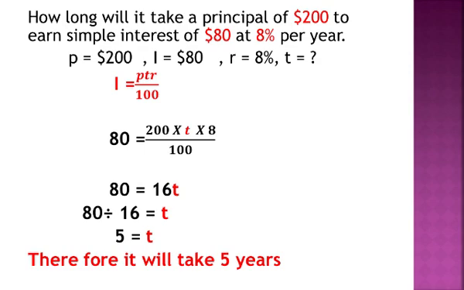Use the formula I = PTR over 100. Substitute the values. So 80 equal to 200 multiply T multiply 8 over 100. We get 80 equal to 16T. To find out T, divide by 16 on both sides. So 80 divided by 16 equal to T. 80 divided by 16 is 5. So we get T equal to 5. Therefore, it will take 5 years.